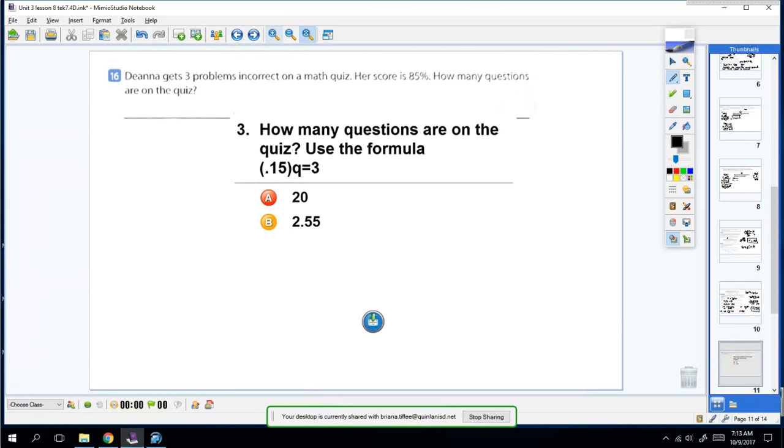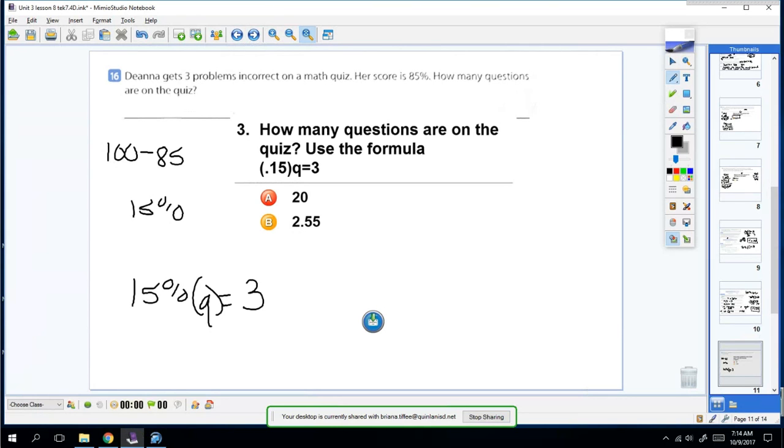Her score is 85%. Well, how many questions are on the quiz? Well, if I take 100% and I subtract 85 from it, that'll give me 15%. So if I take 15% of the amount of questions, let's say Q for questions, because you want the total questions, I'll get my 3 missed questions.